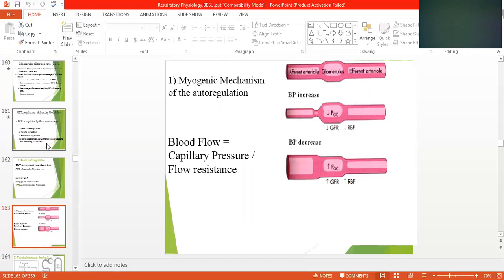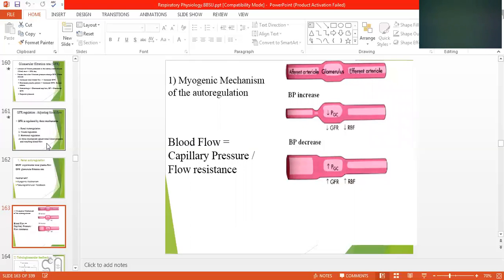Myogenic mechanism of the autoregulation. Efferent arterioles, glomerulus, efferent arterioles. Blood comes in, goes to the glomerulus, a bunch of capillaries in the Bowman capsule, and then it comes out after filtration, and we call it the efferent arteriole.